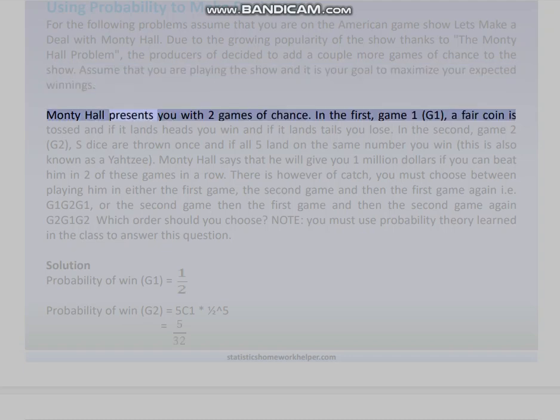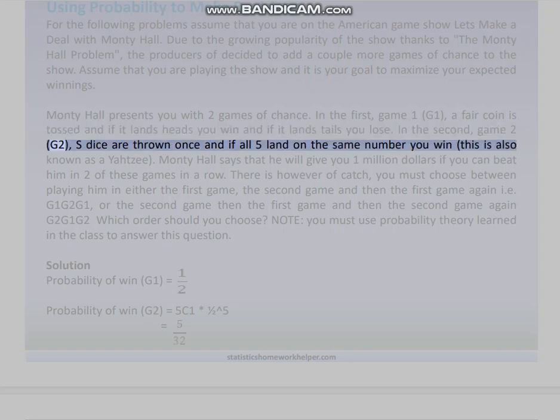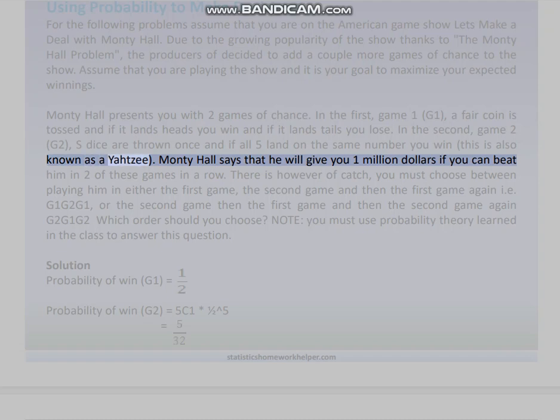Monty Hall presents you with 2 games of chance. In the first, Game 1, G1, a fair coin is tossed and if it lands heads you win and if it lands tails you lose. In the second, Game 2, G2, 5 dice are thrown once and if all 5 land on the same number you win. This is also known as a Yahtzee.